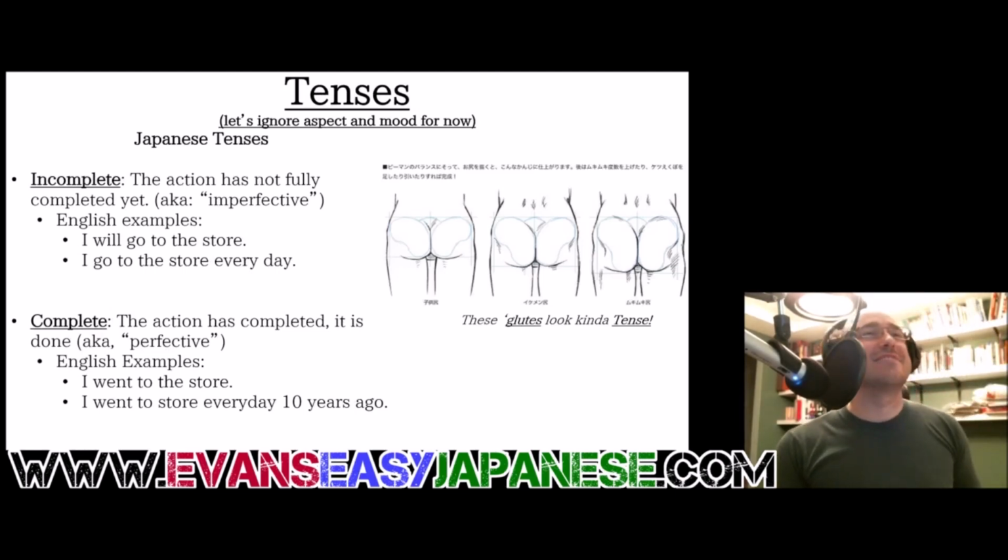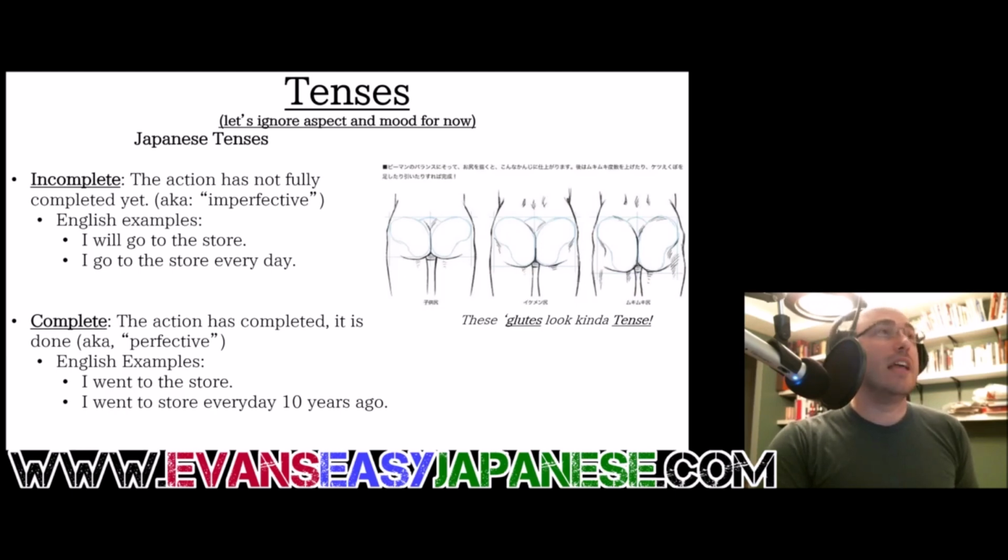All right, tenses. We're going to ignore aspect and mood for now because we're interested in when a verb is happening, okay? I know you're probably getting bored with this and you're just annoyed with how much linguistics and not Japanese we're learning, but guess what? If you learn linguistics, you're partially learning Japanese because Japanese is a language.